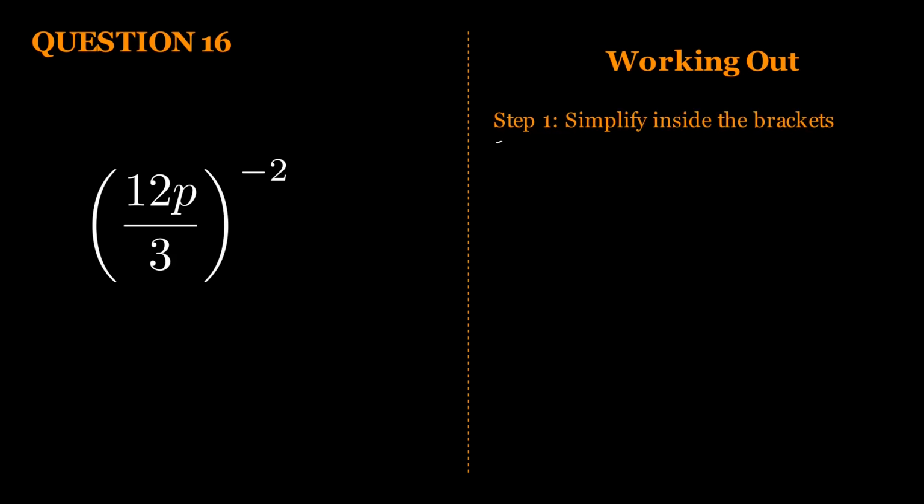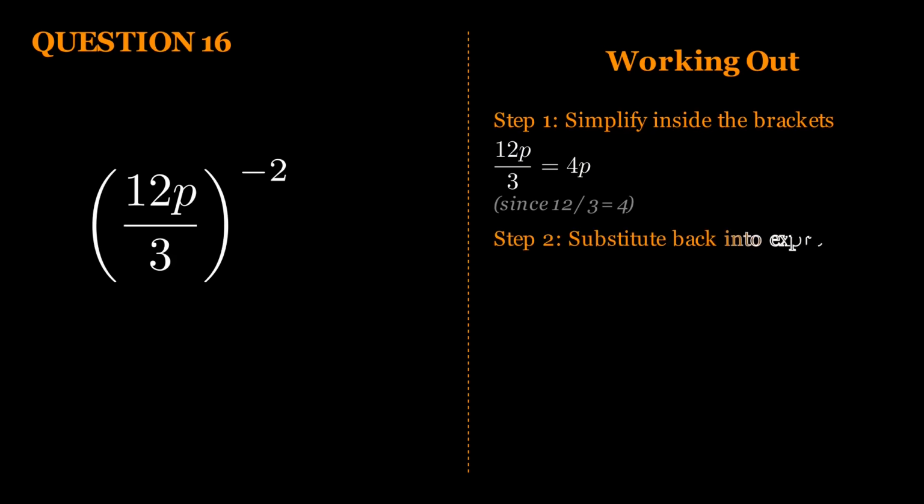First, we simplify the fraction inside the brackets. 12p divided by 3 simplifies to 4p. Next, we substitute that back into our expression, giving us (4p) to the power of negative 2.